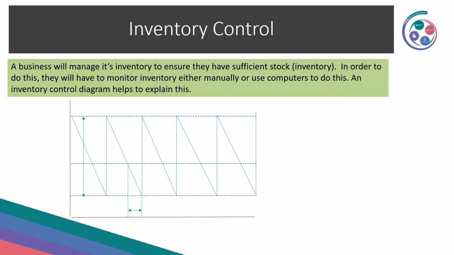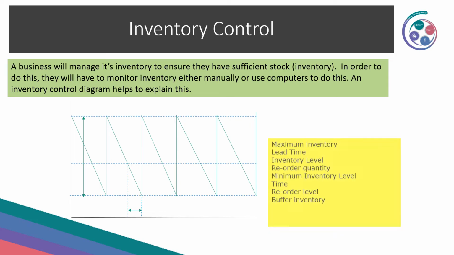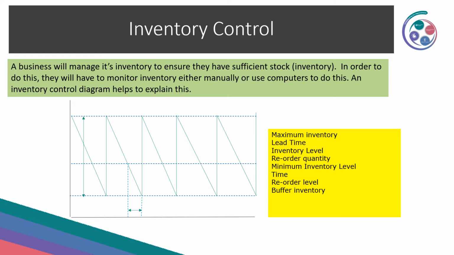So in order to do this, a business has what's called an inventory control diagram or a system. It's often linked to a database. Anyway, what happens is that they monitor the stock or inventory and keep track of it. And so this is what it looks like. So as an activity, first of all, once you've drawn the diagram, see if you can have a go at labelling it. That should take approximately 10 minutes.